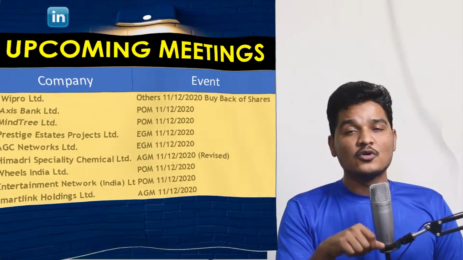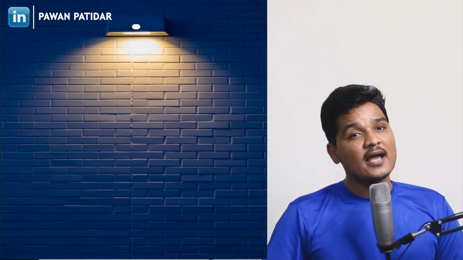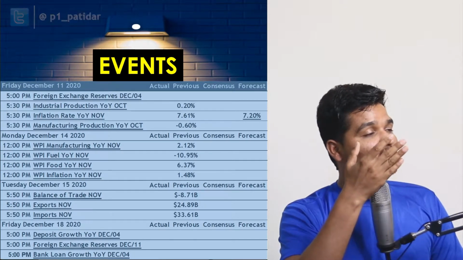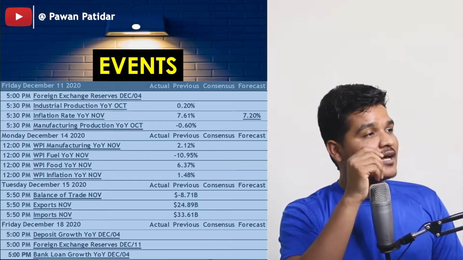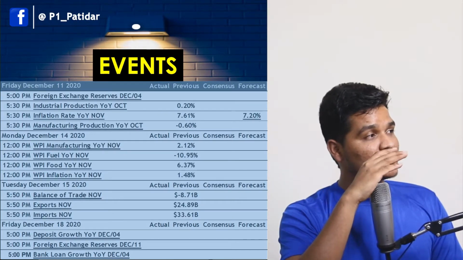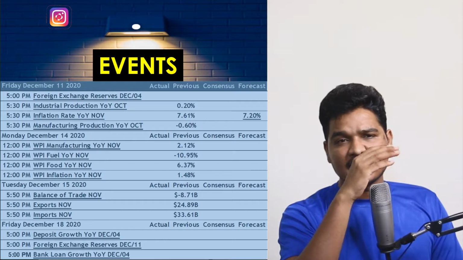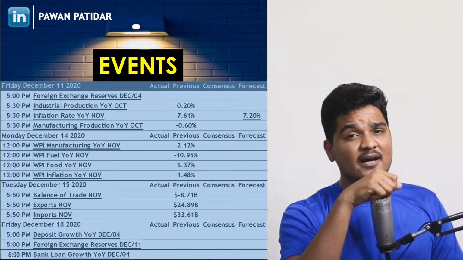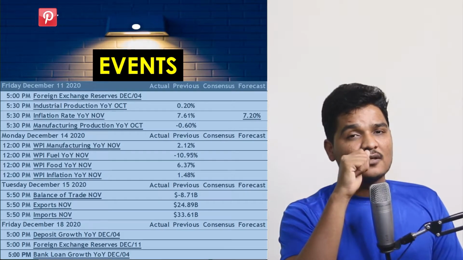Now let's move to the next, which is events, and find out which events are going to be held tomorrow. Here, on the 11th of December, these events are going to be held after market hours. If you see here, after 5 or 5:30, it is going to be held. So people will still be keeping these events in mind and investing, especially large accounts.